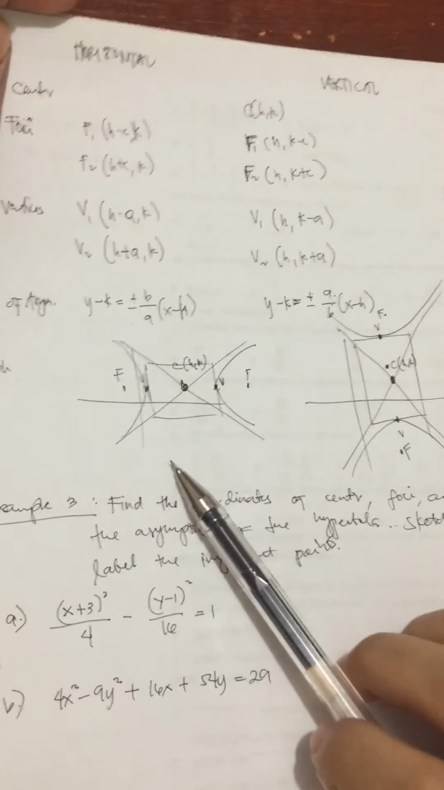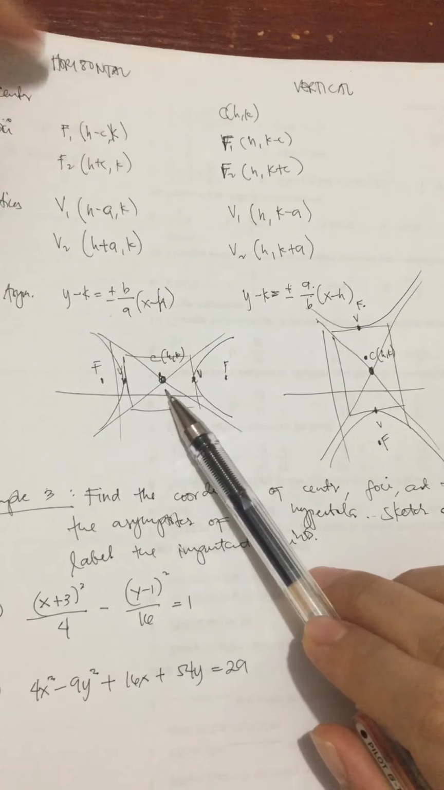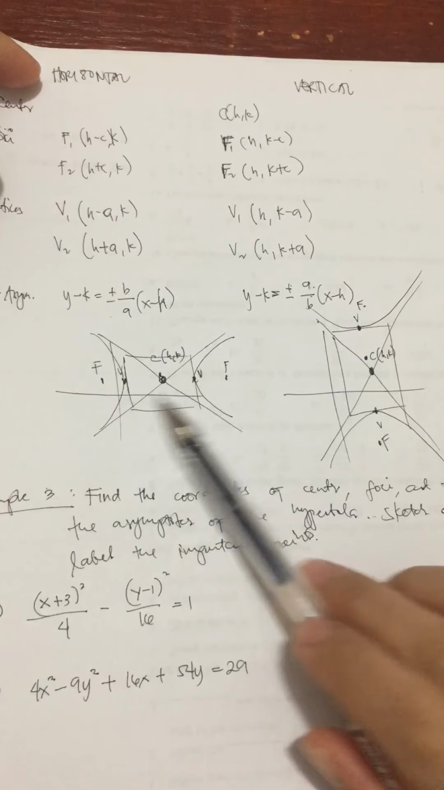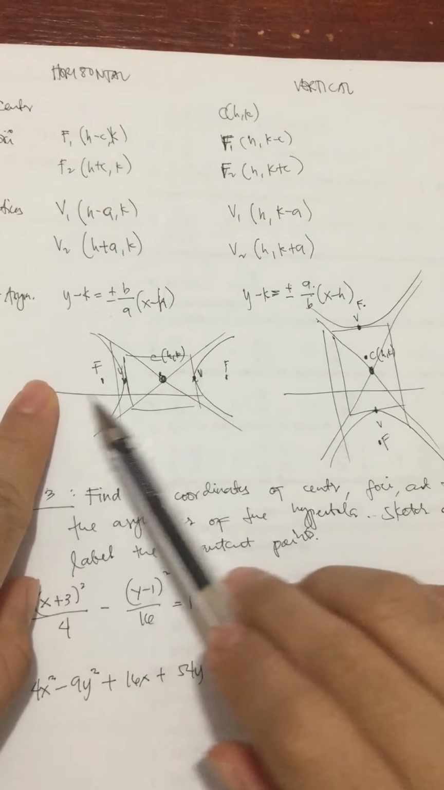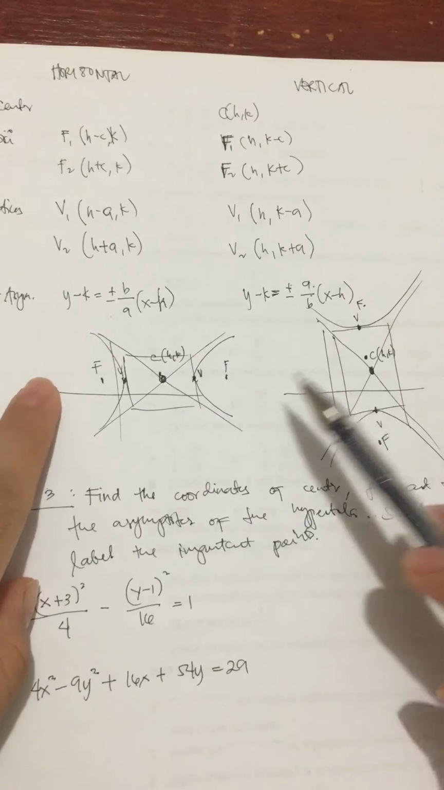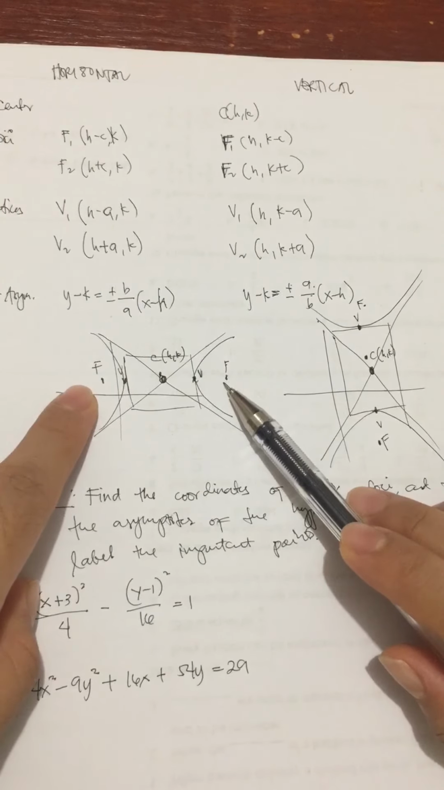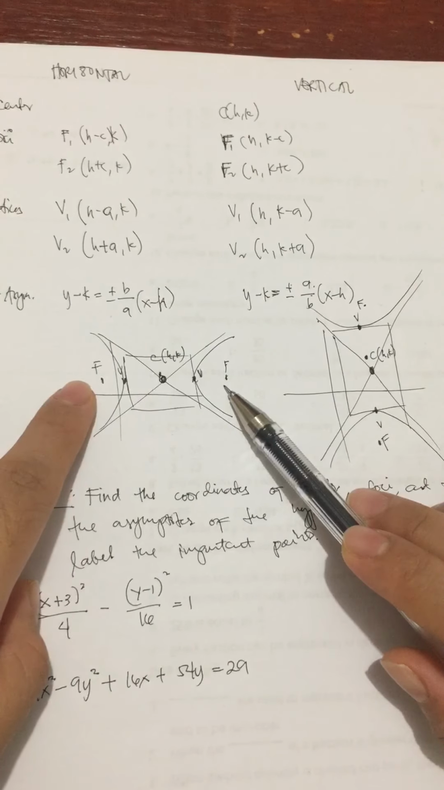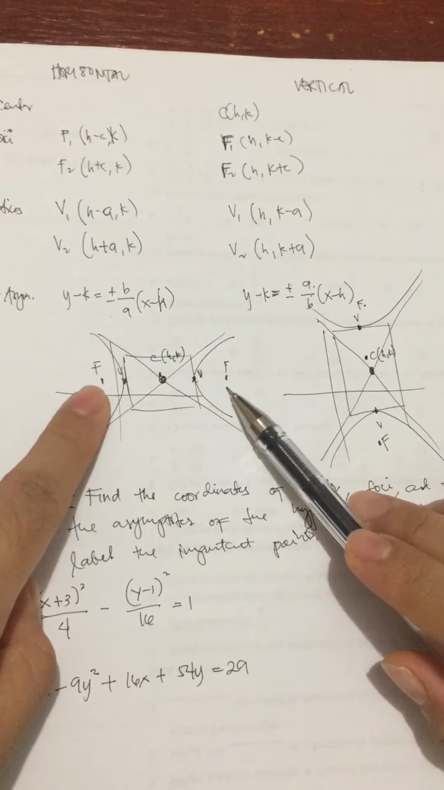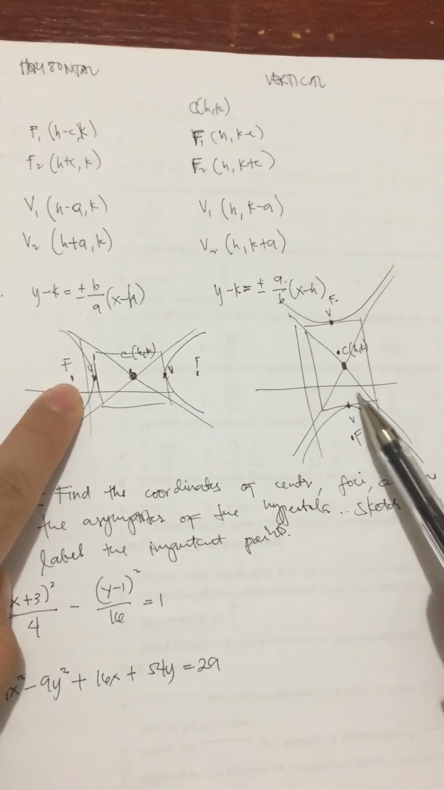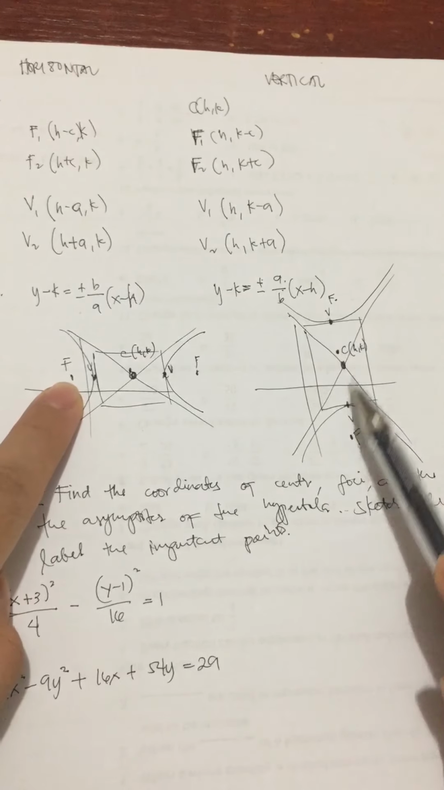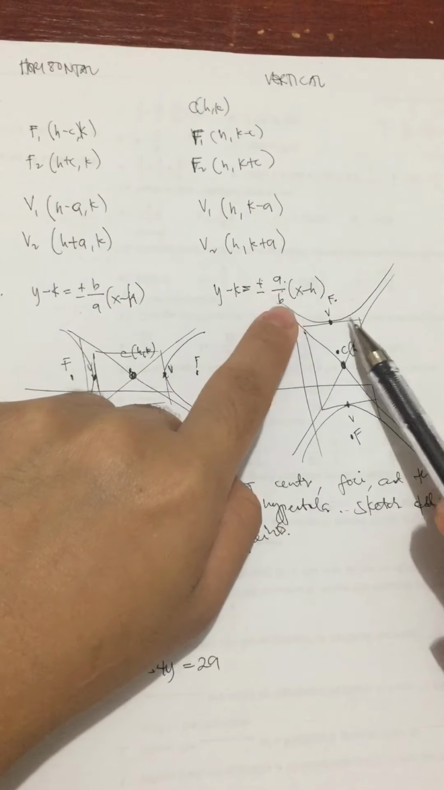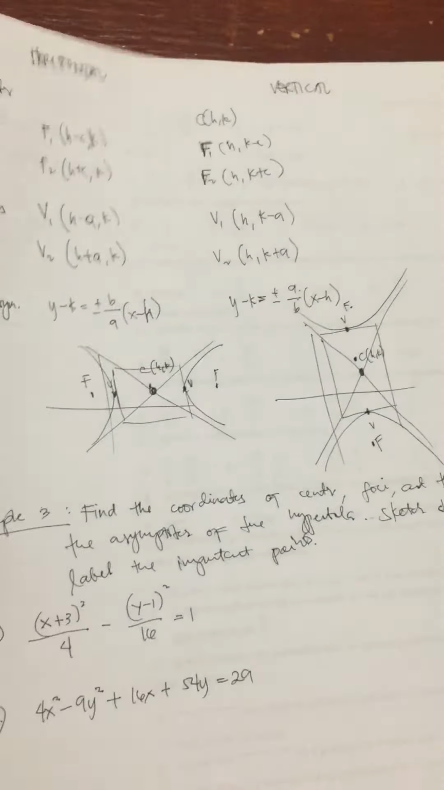The graph would be something like this. For the horizontal, pahiga yung ating principal axis, nakahiga, naka-horizontal siya. So, the branches of our hyperbola are left and right. For the vertical, nakapatayo yung ating hyperbola, so our branches are up and down. Okay? So, ganyan siya. We now proceed with our example.